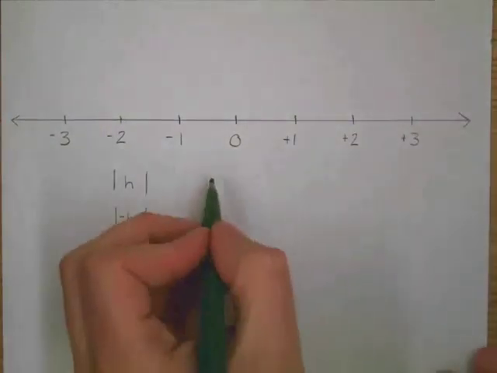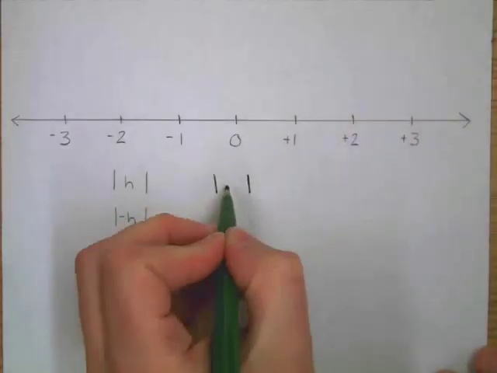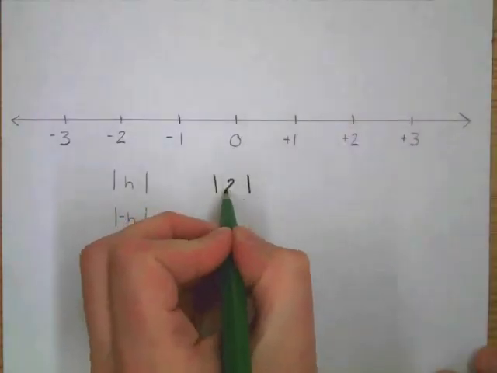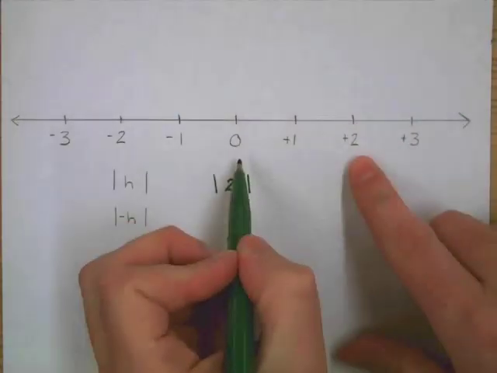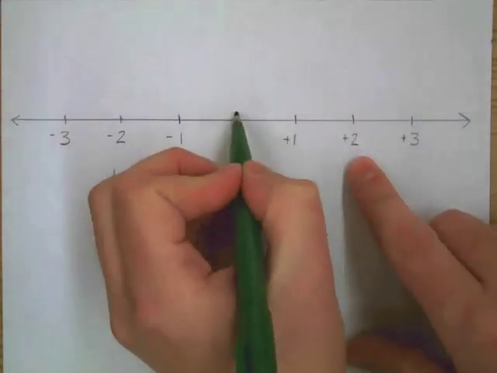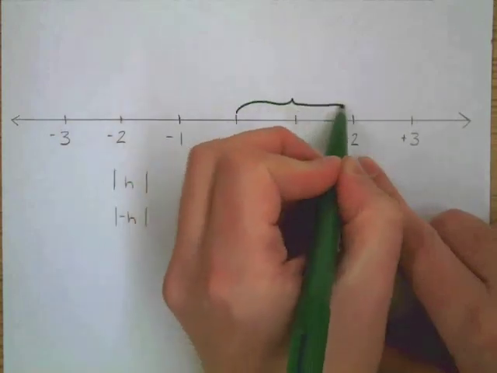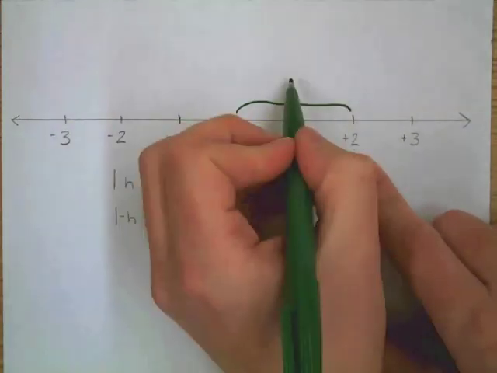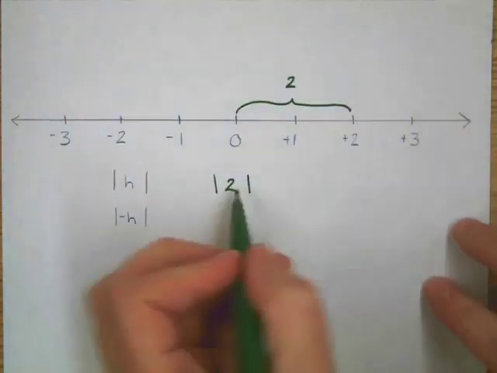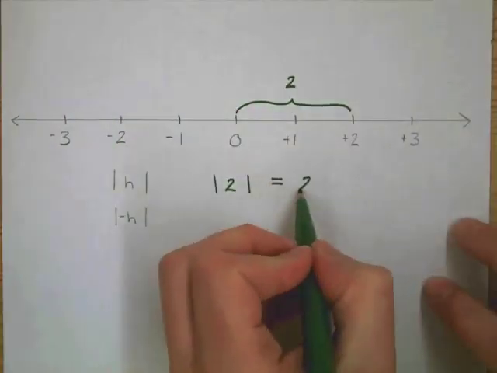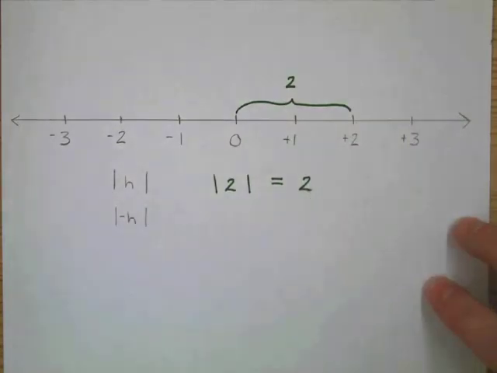Let's say we want to find the absolute value of 2. And remember that our definition of absolute value is the distance of the integer from 0. So here's 0 and here's positive 2. So the distance from 0 is 2. So our absolute value of 2 is 2.